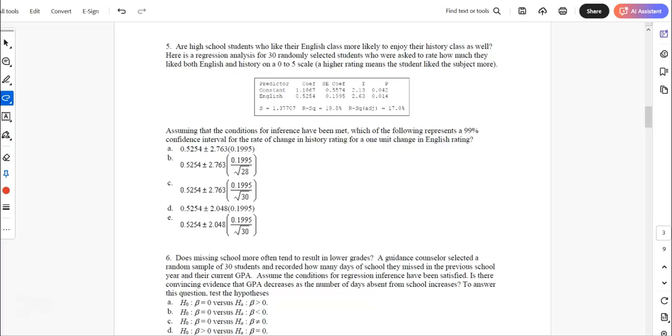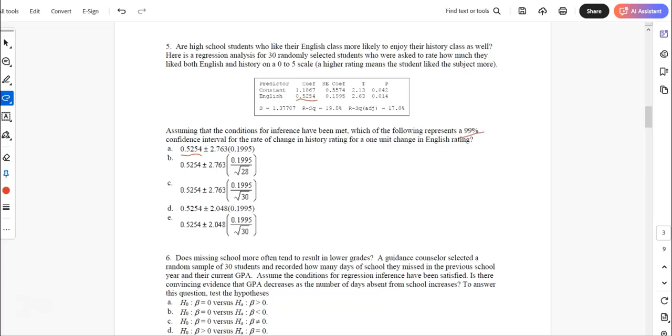And it does have a positive slope there, so that's some evidence. Assuming the conditions for inference are met, which of the following represent a 99% confidence interval for the rate of change? So we see similarities. They all start with 0.0524. That's the slope, and that's what it should start with. So we haven't eliminated anything yet.